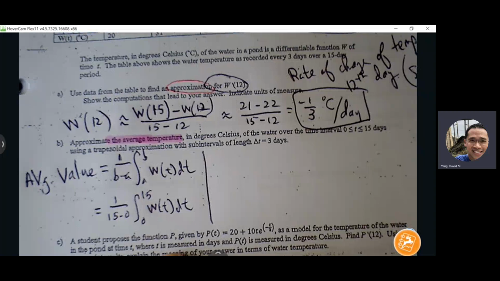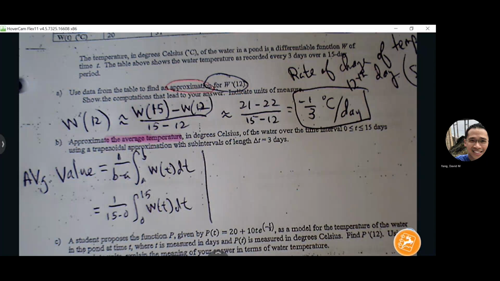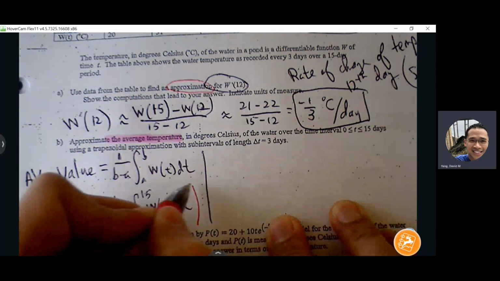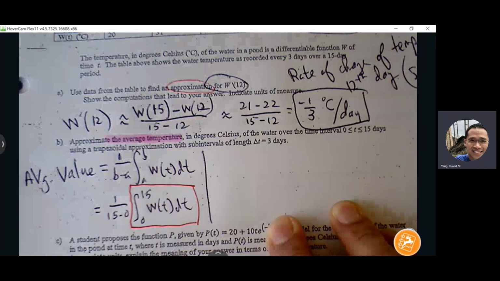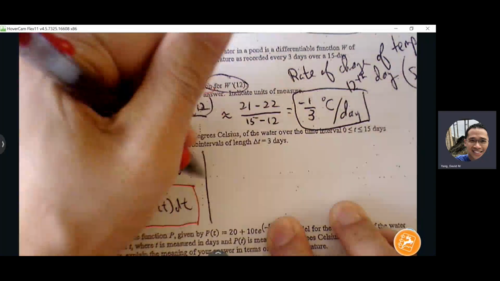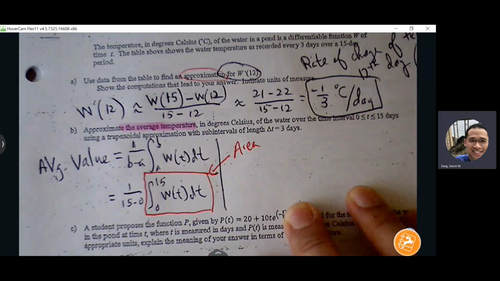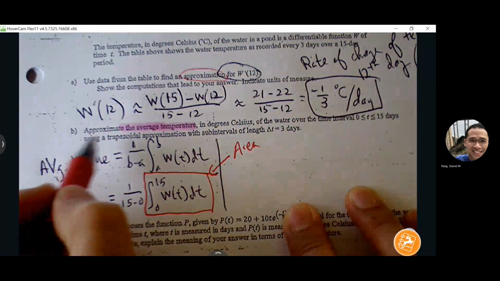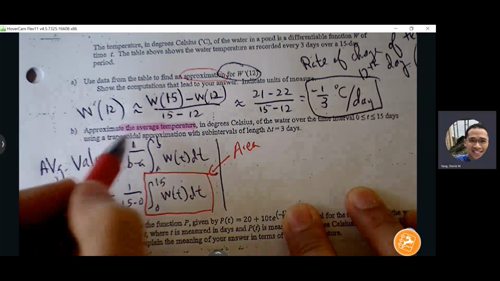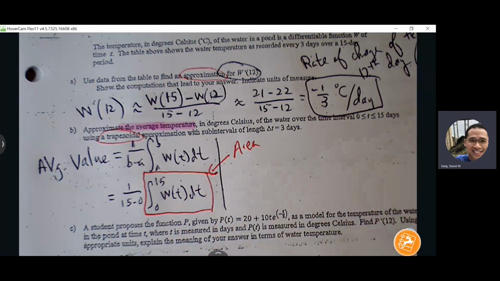So I'm going to accumulate all the temperatures and then find the average amongst all those temperatures that I have. So what word do we associate with this notation? Area, yeah. And what are we going to use to approximate area? Trapezoids, yep. So it's telling you how to go about figuring this out. Okay, so we're going to add up a bunch of trapezoids.